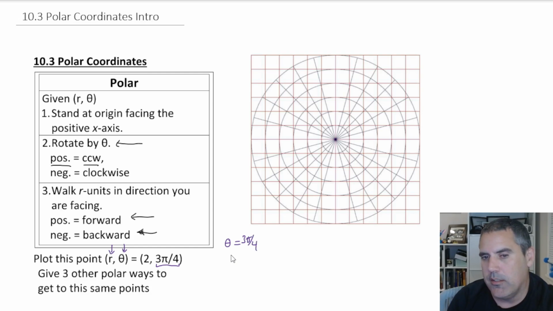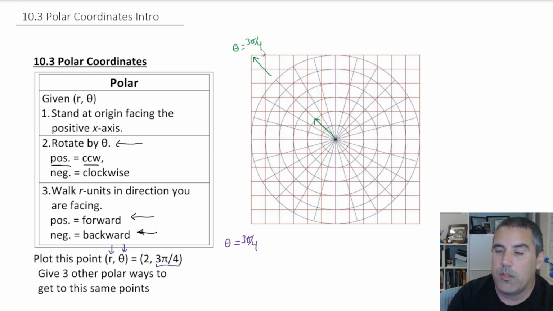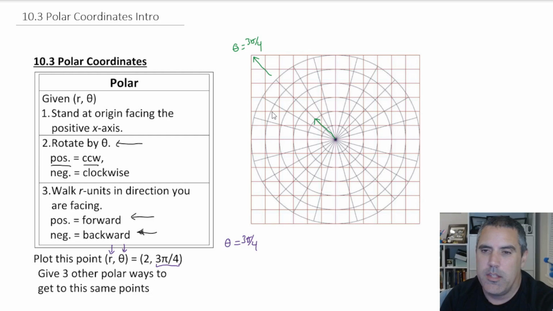So if somebody gives me an angle, I first go look in that direction. So I rotate until I'm looking in this direction. So here's where it's important we know this story. So I'm looking this way. That's theta equals 3 pi over 4. That's why you need to know your unit circle. And then we walk out 2.